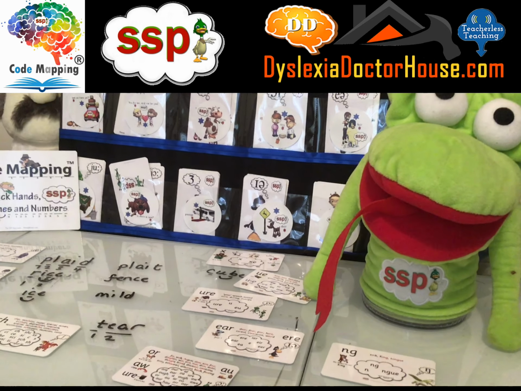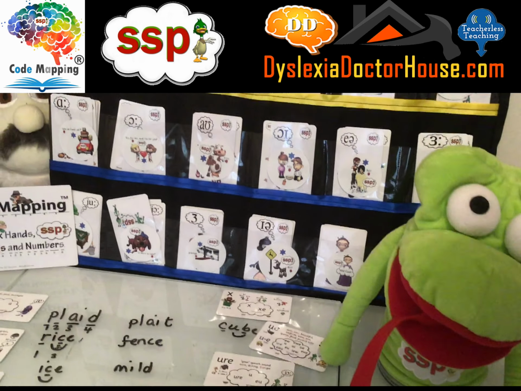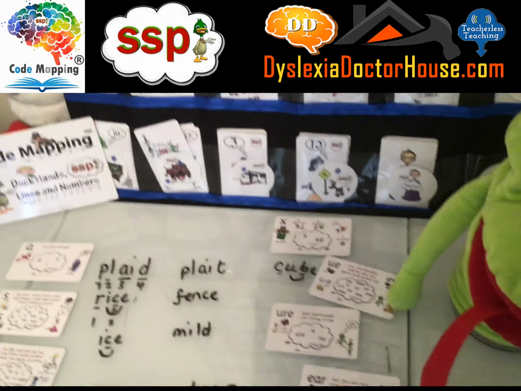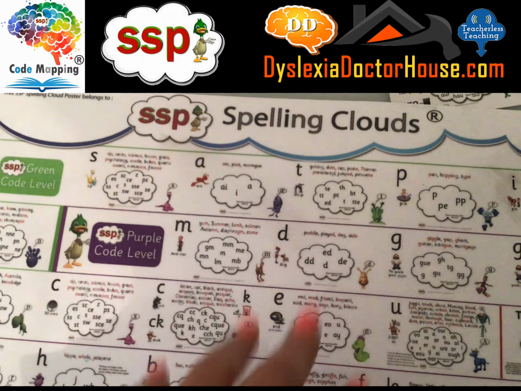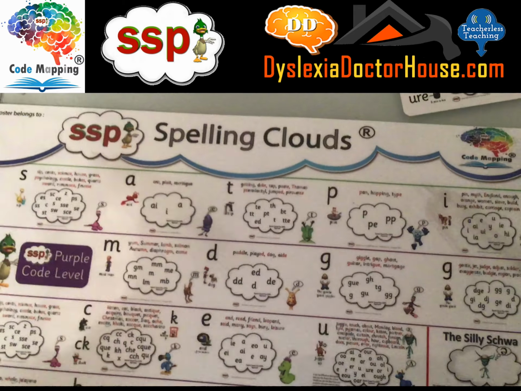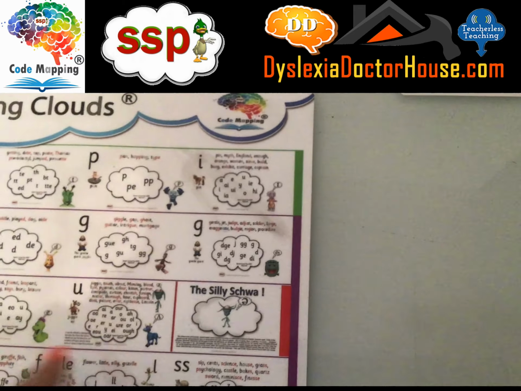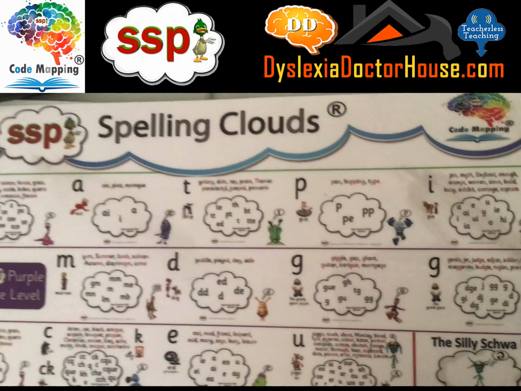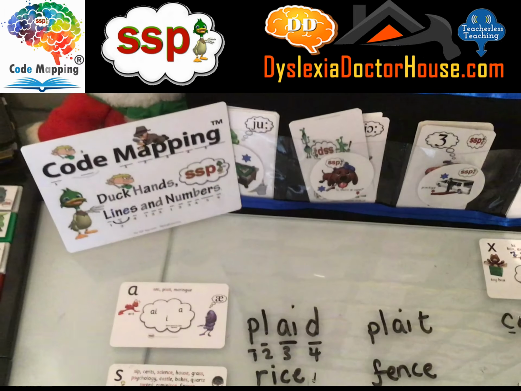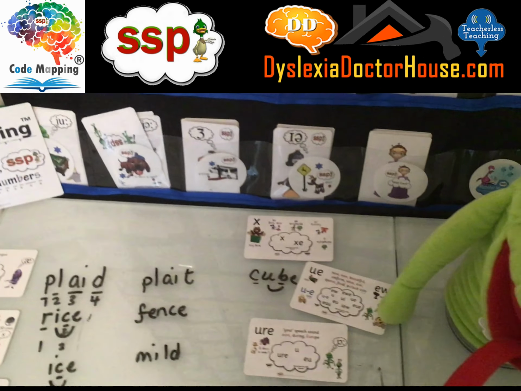So SSP students love the speech sound frog, who's very naughty. He goes round and he changes our spelling. He changes it from the correct spelling using the spelling clouds. He changes the code mapping. So we have to always be looking out for people who change the code mapping. It's very naughty, and the speech sound frog loves to do it.